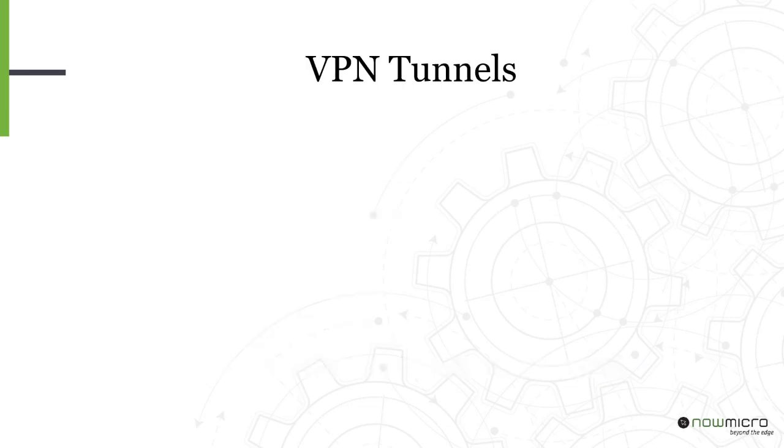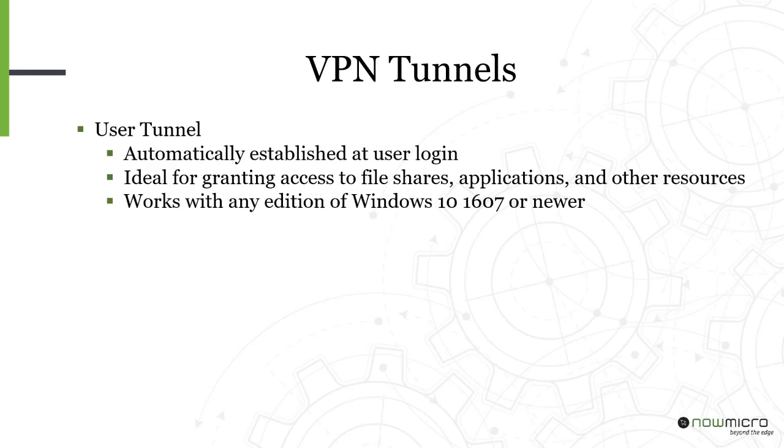So I've just been talking about user and device tunnels. Let's talk about what those terms mean in the context of an Always On VPN deployment. So Always On VPN has two different types of VPN tunnels that can be connected. The first type of tunnel is a user tunnel. This type of tunnel is not connected until a user who has Always On VPN configured logs into a computer. When the user does log into the computer, the tunnel is automatically connected in the background.